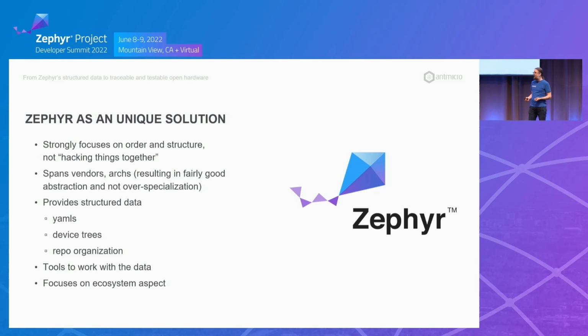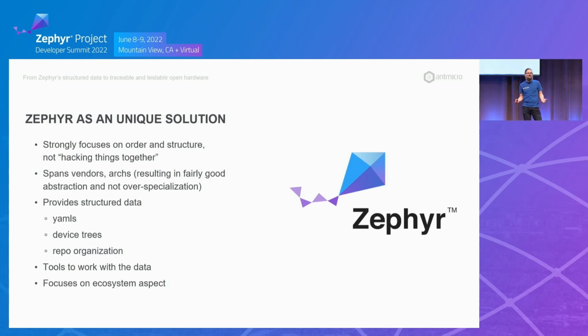And I'll try to show you how. And of course, Zephyr gives you this data, right? There's YAML files describing boards. There's device trees, of course. I'm a huge fan because they give us a lot of information about the hardware. There's even the way the repo is organized and the way our discussions around this are organized. All of this is a very valuable source of information.